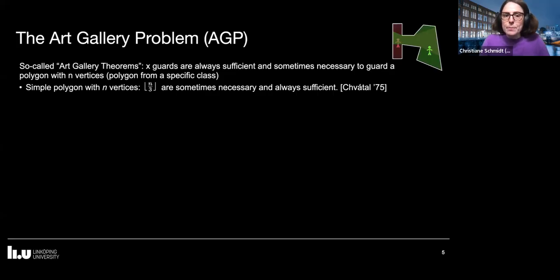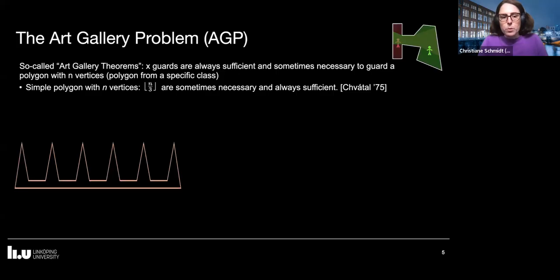So how do we prove these? The sometimes necessary is just that there exist polygons for which we need n over 3 rounded down. This bound was from Chvátal, called the Chvátal comb. You have these triangular spikes, and if you place a witness at every top of the spikes, they have pairwise disjoint visibility polygons, so they only span this small triangular structure. And so we need 1 per spike, and that's n over 3 rounded down.